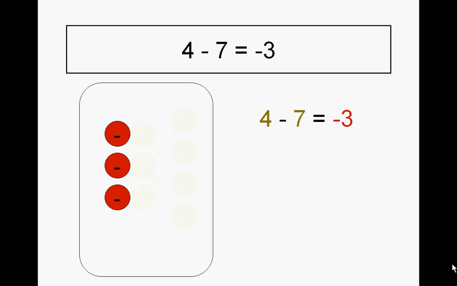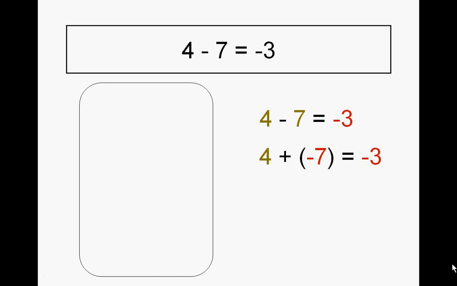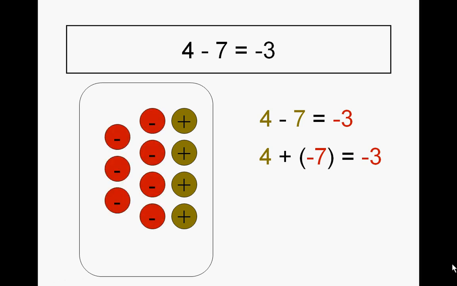As an addition problem, we have 4 positive integers. We add 7 negative integers, and again, finding those 0 pairs, we have 4 sets, and when those disappear, we're left with a negative 3.